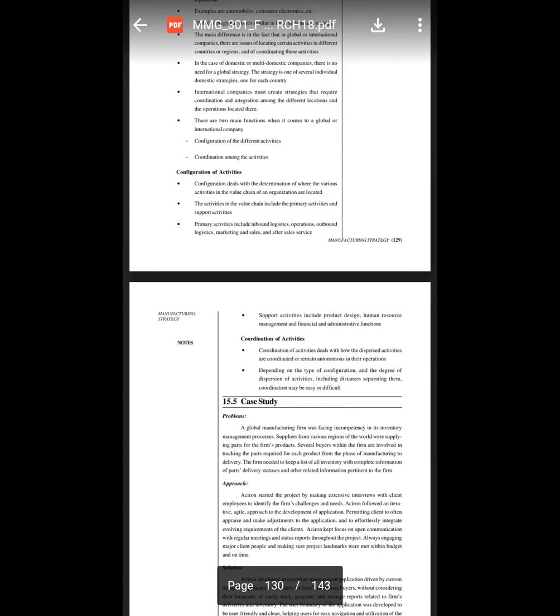Then coordination of activities. Coordination of activities deals with how the disparate activities are coordinated while remaining autonomous in their operation. Depending on the type of configuration, the degree of dispersion of activities, including the distance separating them, coordination may be easy or difficult. So that is called coordination of activities. Configuration of activities and coordination of activities are two very important things, the two main functions of the global and international economy.